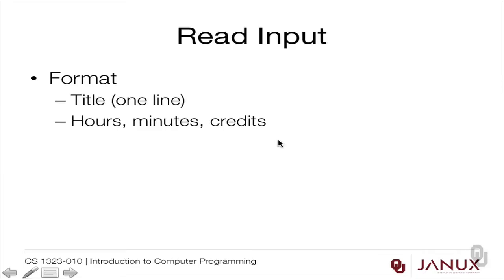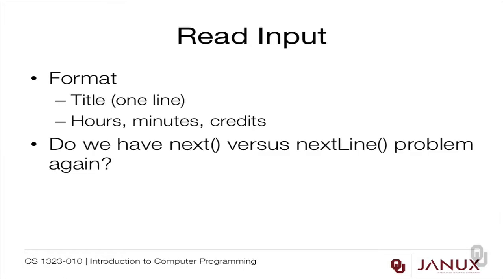The next thing we need to do is to read our input in. We'll have a title, and that should be on one line, and then the numbers of hours and minutes and credits. Now there is a problem if you put the hours and minutes and credits on the same line as the title. That doesn't work, because when we read in, our choices are to read in things between spaces, in which case we would only get the first word of the title, or to read in whole lines, in which case we'd get the title and the hours, minutes, and credits. So we have to have those things on two separate lines.